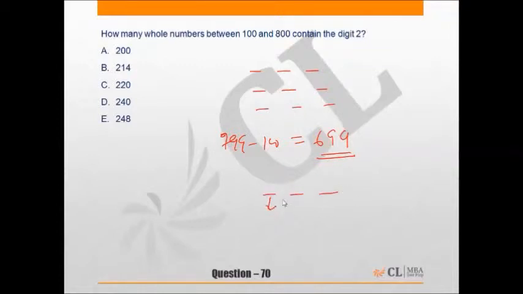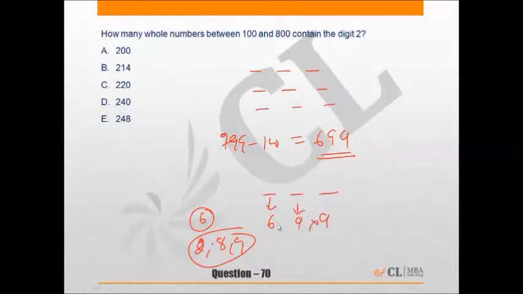And in this case, the total number of ways in which the hundreds place can be filled is 6, as we cannot consider 2, 8 and 9. For the rest of the two places, the number of digits that can be considered will be 9 each, as 2 cannot be used on these places as well.